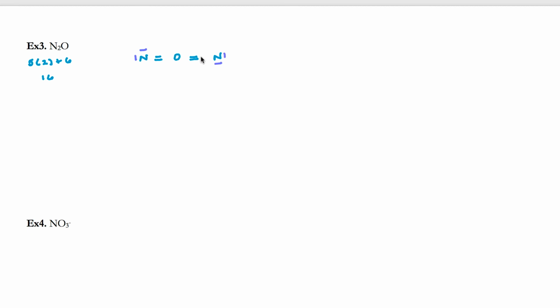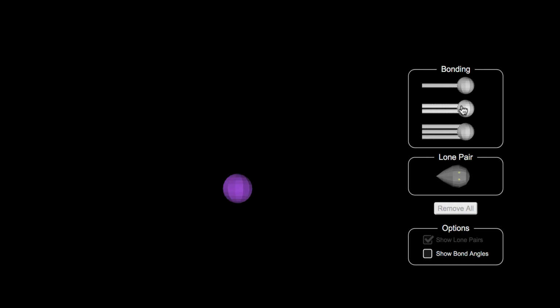Nitrogen has 2, 4, 6, 8. And oxygen has 2, 4, 6, 8. Now let's count my total number of valence electrons. 2, 4, 6, 8, 10, 12, 14, 16, and I'm good to go. Let's quickly look at what this looks like with your VSEPR model. Got 2 double bonds.